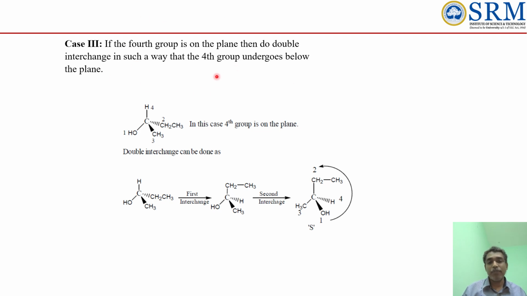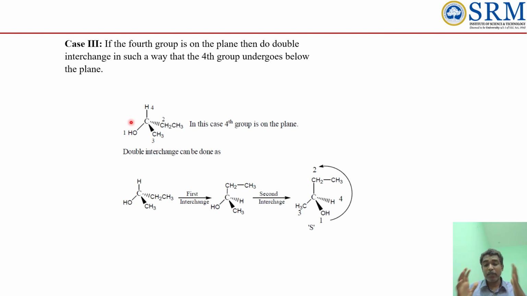But there is a third option where your fourth substituent will be just on the plane. In the first scenario, the fourth substituent is away from the observer. In the second case, the fourth substituent is towards the observer. In the third case, you have the substituent just on the plane of the paper. So these are the three different scenarios.